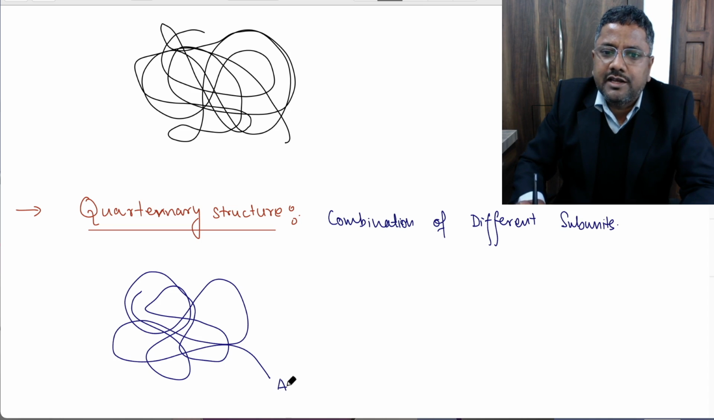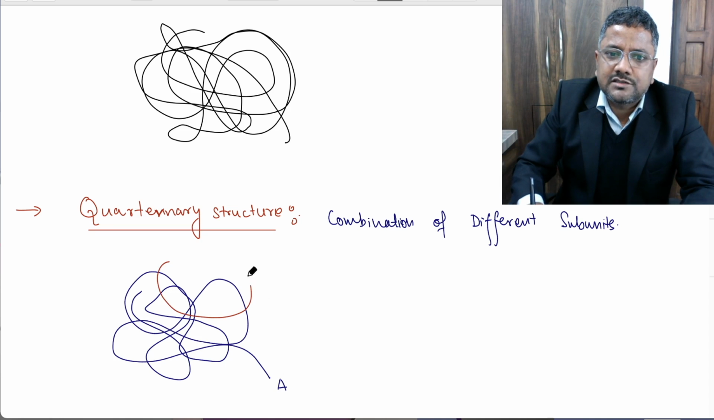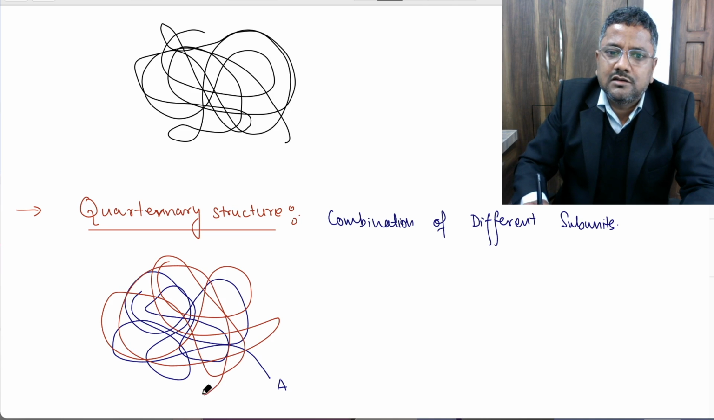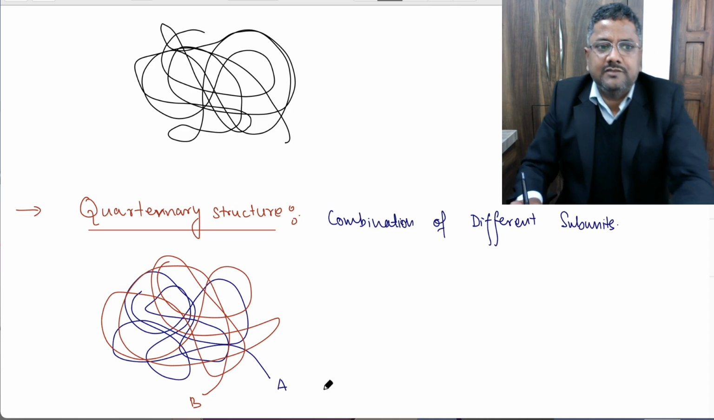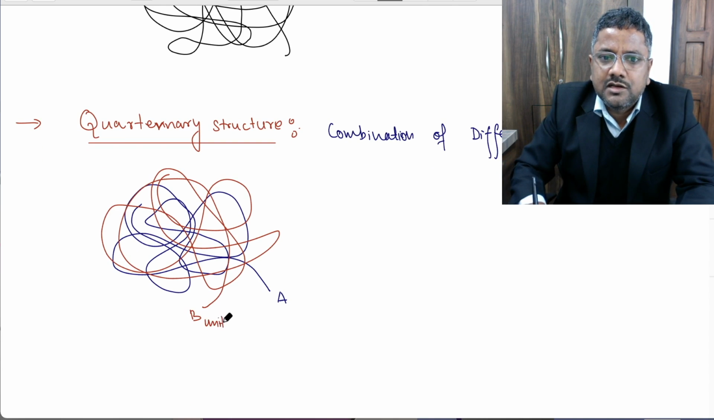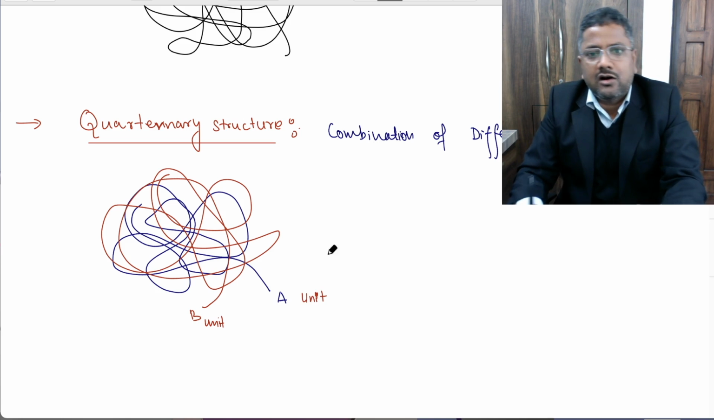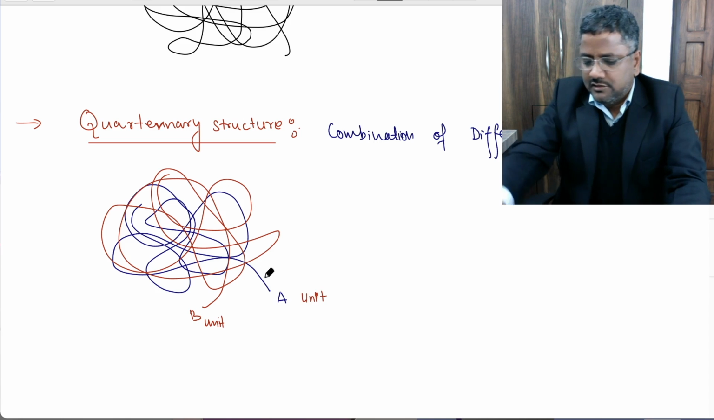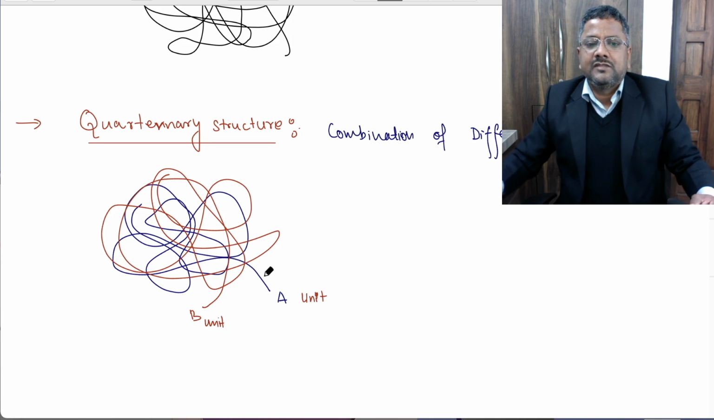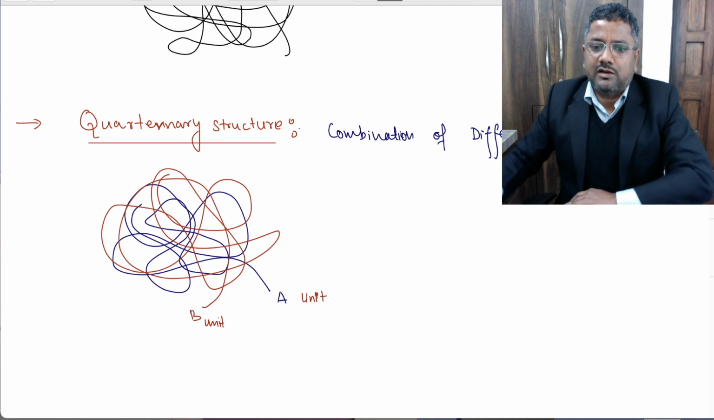So suppose that one unit is folded like this, this is subunit A, and another subunit is also folded, this is subunit B, right? So the A and B units, and all the interactions which are present in the tertiary structure are all present here, right? So with this, your biomolecules topic is now over, right?